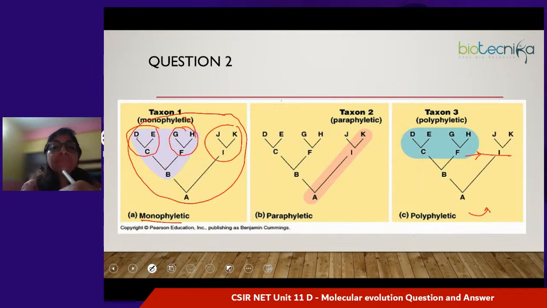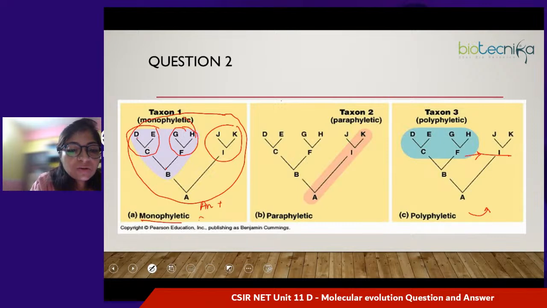What is important for that? It does not matter how big or how small the group is. What matters is that the ancestor plus all descendants are together in the group. That will be called a monophyletic group.